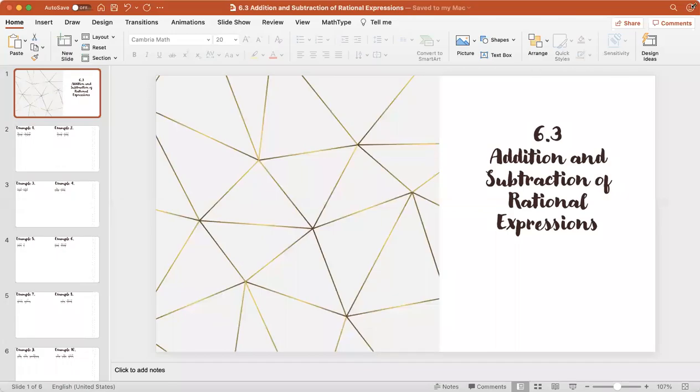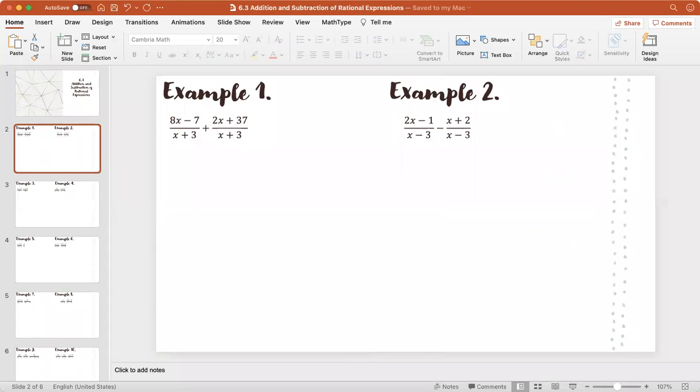In this section, we will be considering addition and subtraction of rational expressions, and we'll be considering two types. One with the same denominator and the other one with different denominators where we get the least common denominator. Let's try the first one.